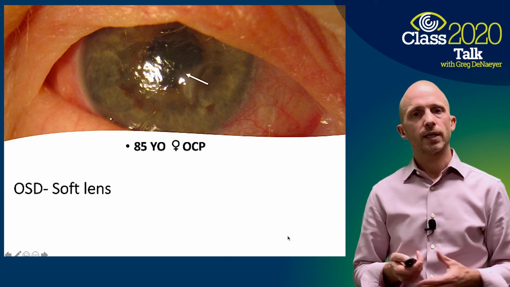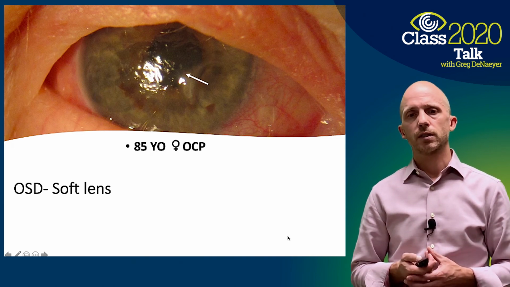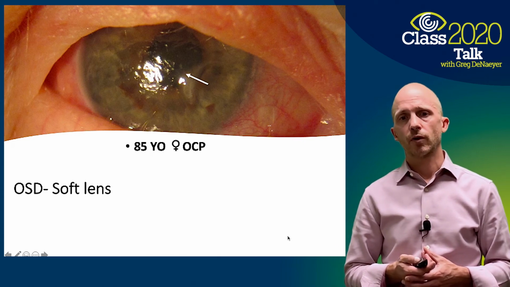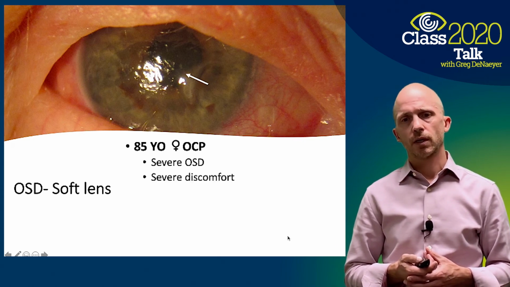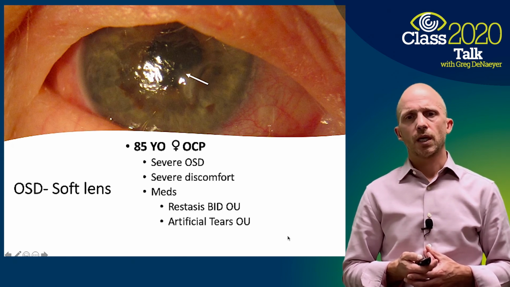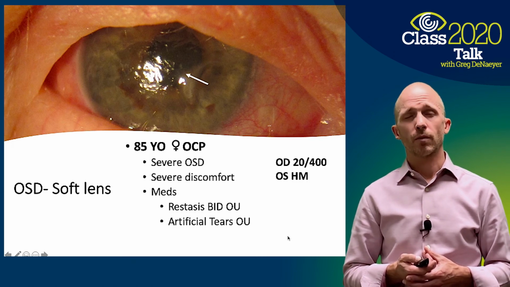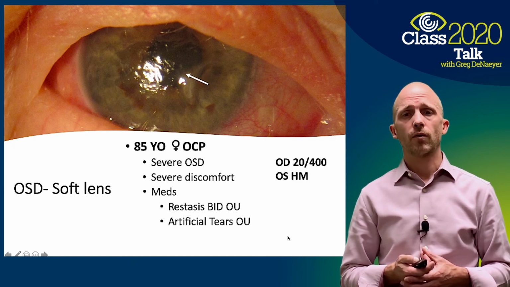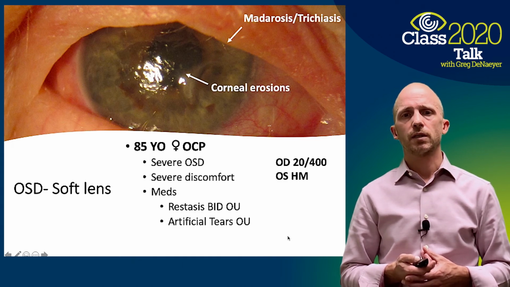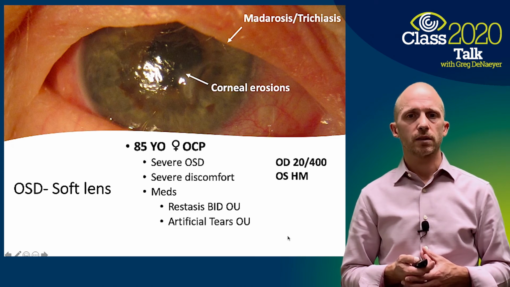I just want to go through a case example of mine where we utilized soft lenses. This is an 85-year-old female patient with ocular cicatricial pemphigoid, very severe, with severe discomfort. She's on Restasis twice a day in both eyes, and artificial tears. Her best corrected vision is not good, 20/400 in her right eye and hand motion in her left eye. She's got significant corneal erosions. Her lids have madarosis and trichiasis.